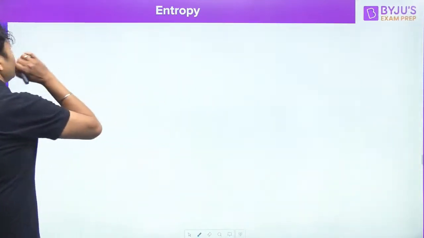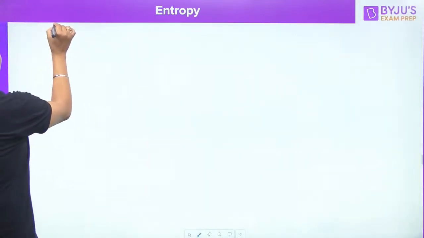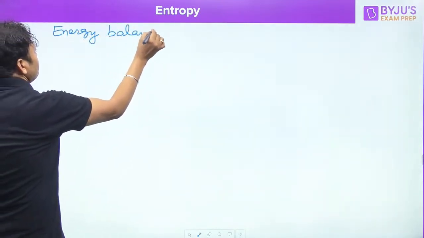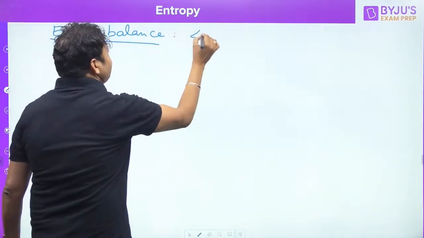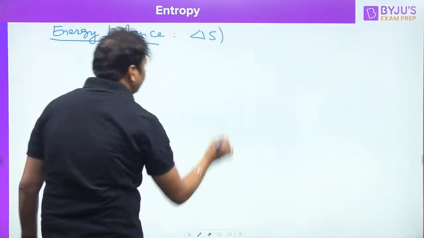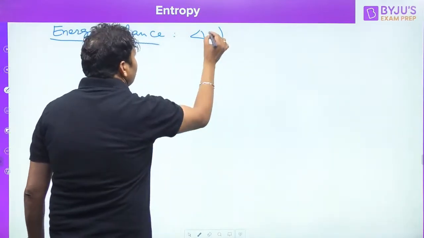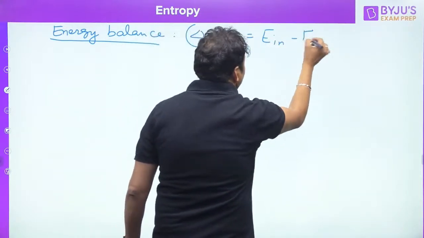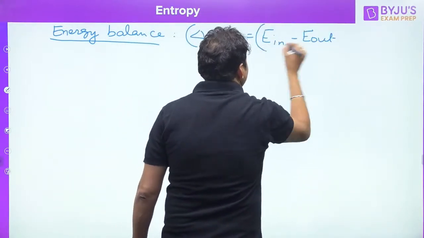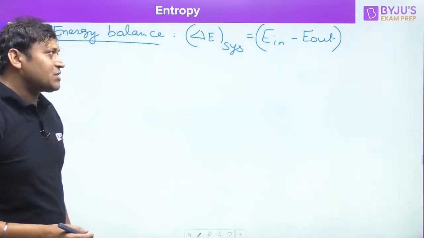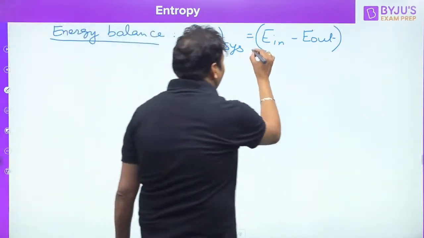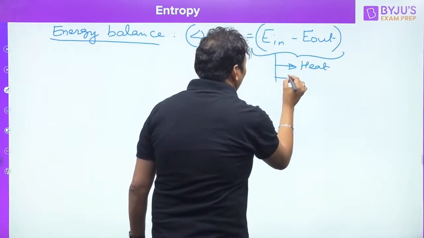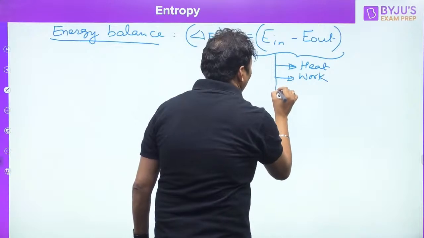Now, if we talk about energy balance, what can we say? Change in energy of the system is equal to energy transfer. That is what we have studied from the first law of thermodynamics, and the energy transfer takes place along with the heat transfer, the work transfer, and the mass transfer.